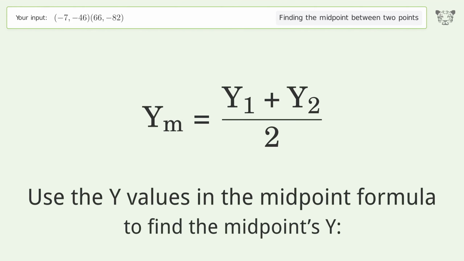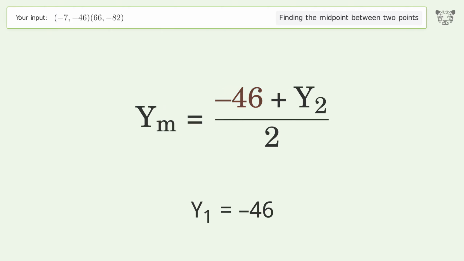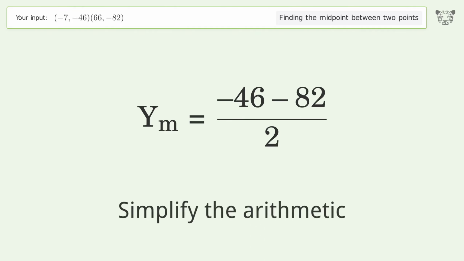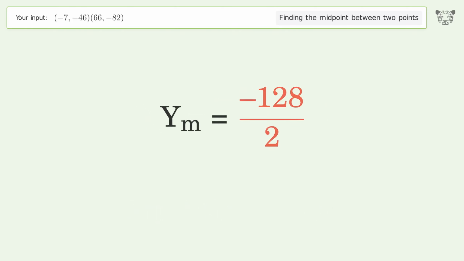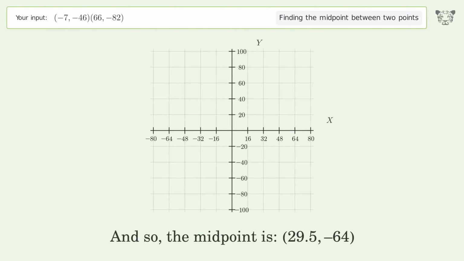Use the y values in the midpoint formula to find the midpoint's y. y1 equals -46. y2 equals -82. Simplify the arithmetic. And so, the midpoint is 29.5, -64.